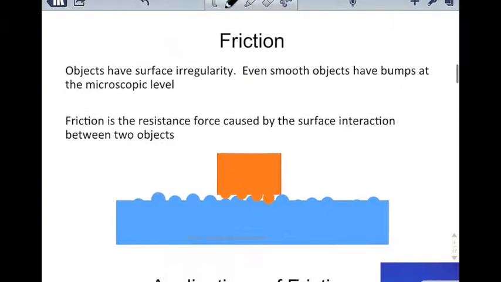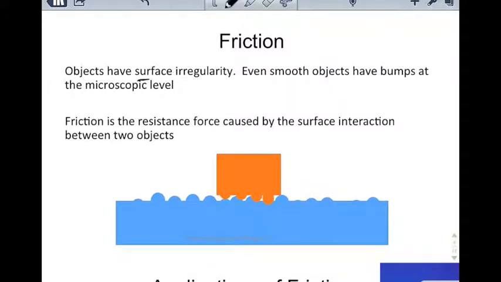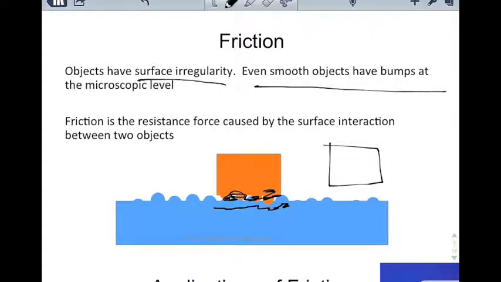Friction occurs because every object has what we call surface irregularities. You may think of something like a box as being a perfect box, but there are actually tiny surface imperfections. And it's the interactions of the surface imperfections with whatever surface the object is on that actually cause this friction force. Even very smooth objects have bumps at the microscopic level.